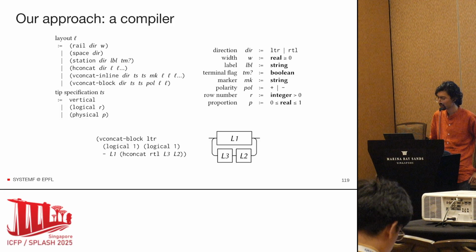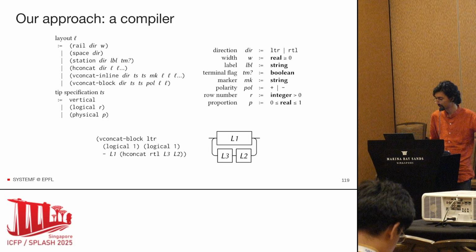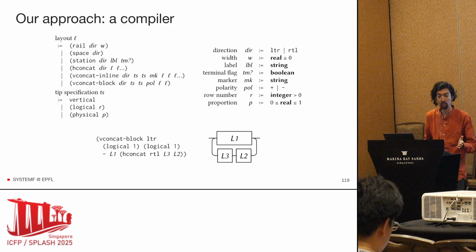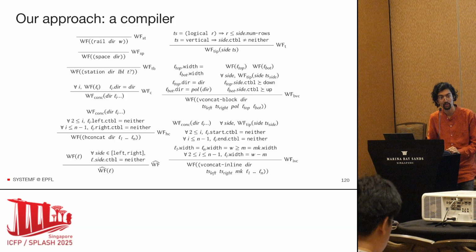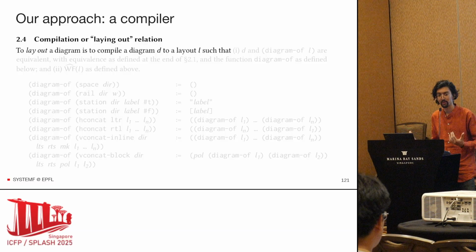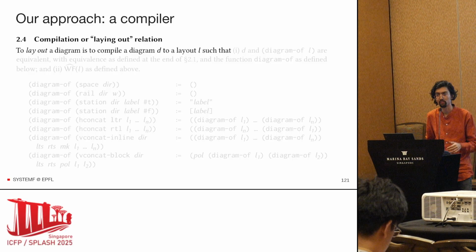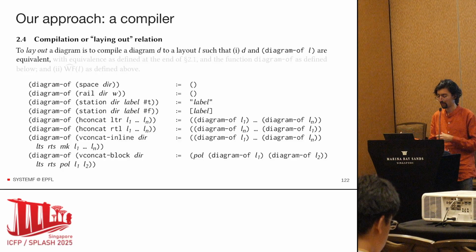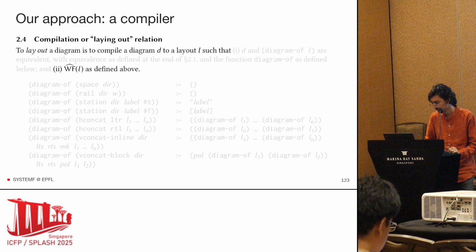Now, these extra details have to line up to make a sensible diagram. For instance, here the L2 has to be in the opposite direction as L1 because it's in the loop part. In other words, layouts have to be well-formed. Luckily, we managed to make the well-formedness rules fit on one slide. Now we can define what laying out a railroad diagram means. It means just the same as any other compiler correctness. You're converting a diagram to a layout such that the decompilation of the layout back to a diagram are equivalent and the layout is well-formed.